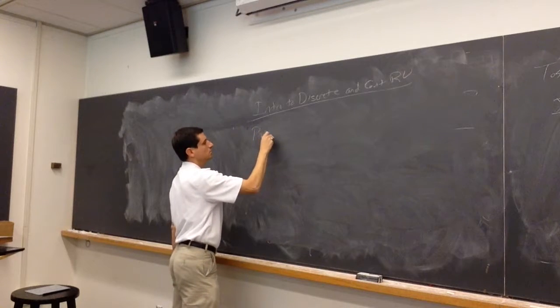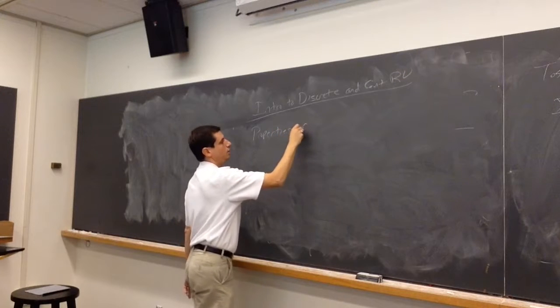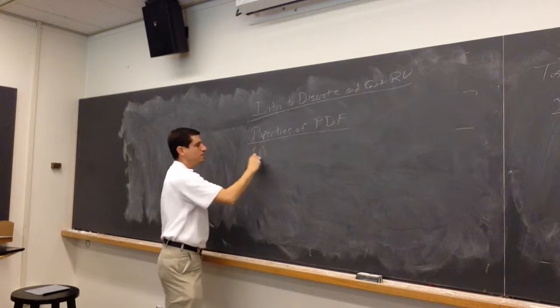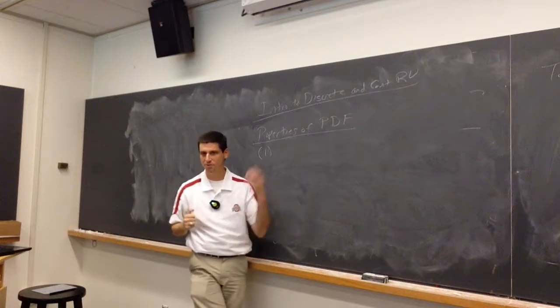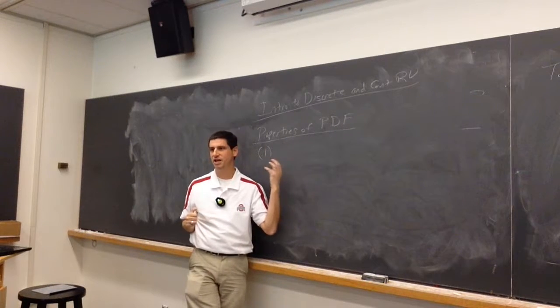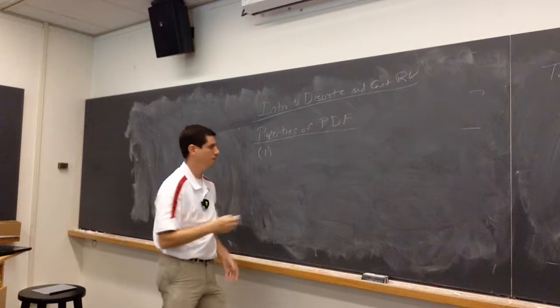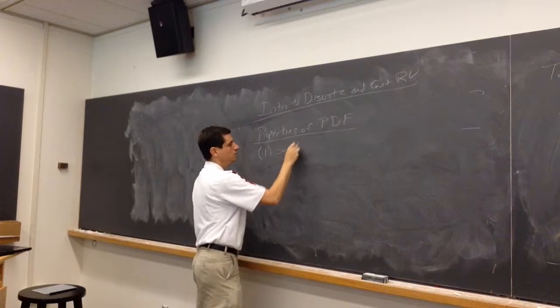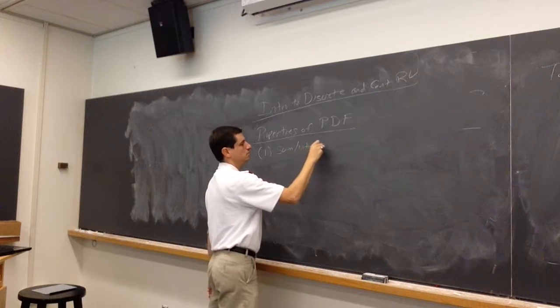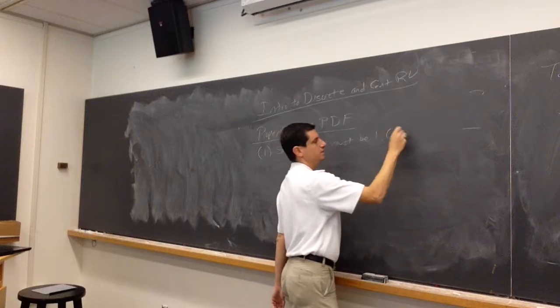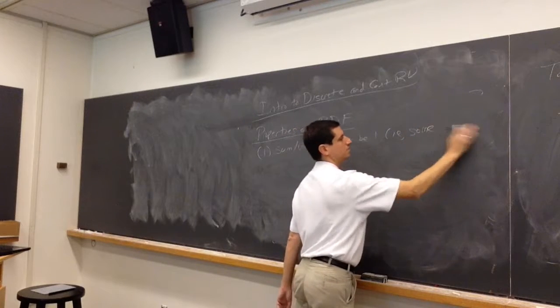Properties of probability density functions. Can anybody give me a really obvious property that a probability density function must have? So the sum or the integral has to be 1. The sum or integral must be 1, i.e. something happens.